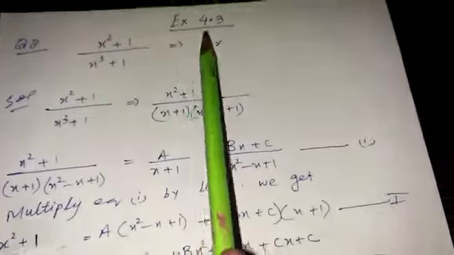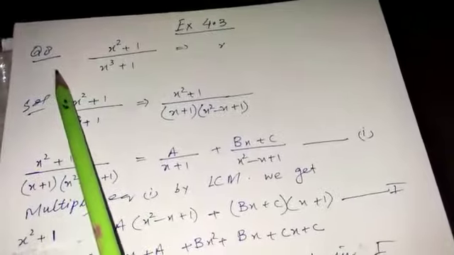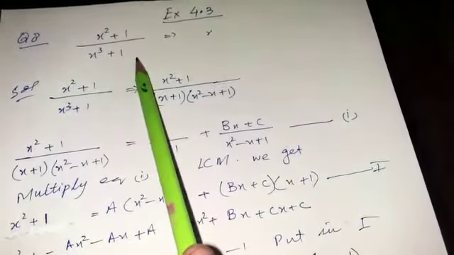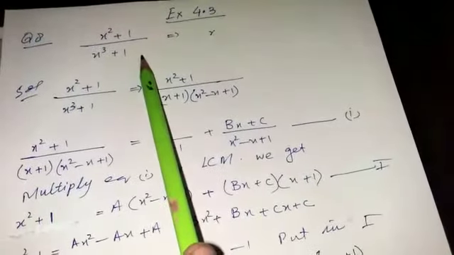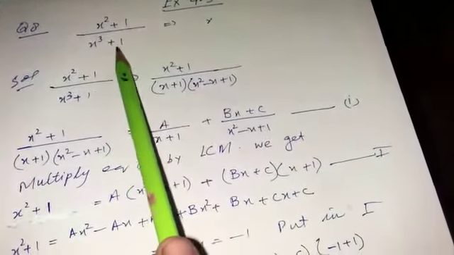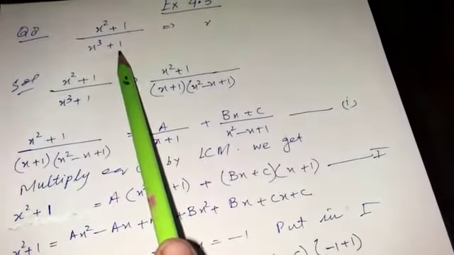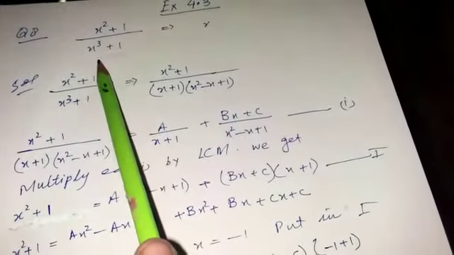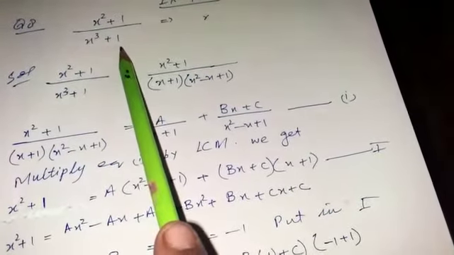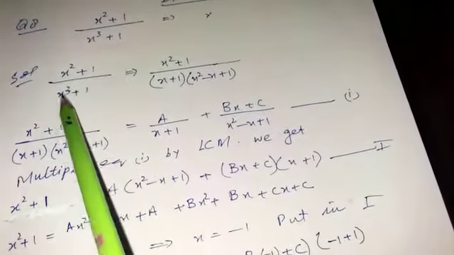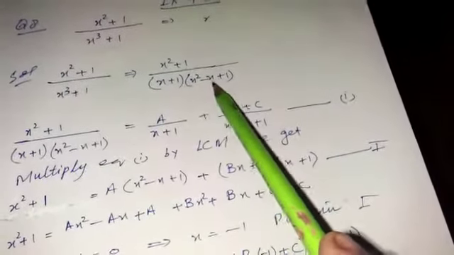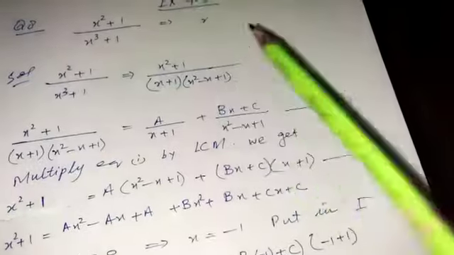Now, exercise 4.3, question number 8. The given fraction is (x square plus 1) over (x cube plus 1). First of all, we will factorize this denominator because it is a formula according to a cube plus b cube. We will expand this term as a plus b into a square minus a multiplied by b plus b square.